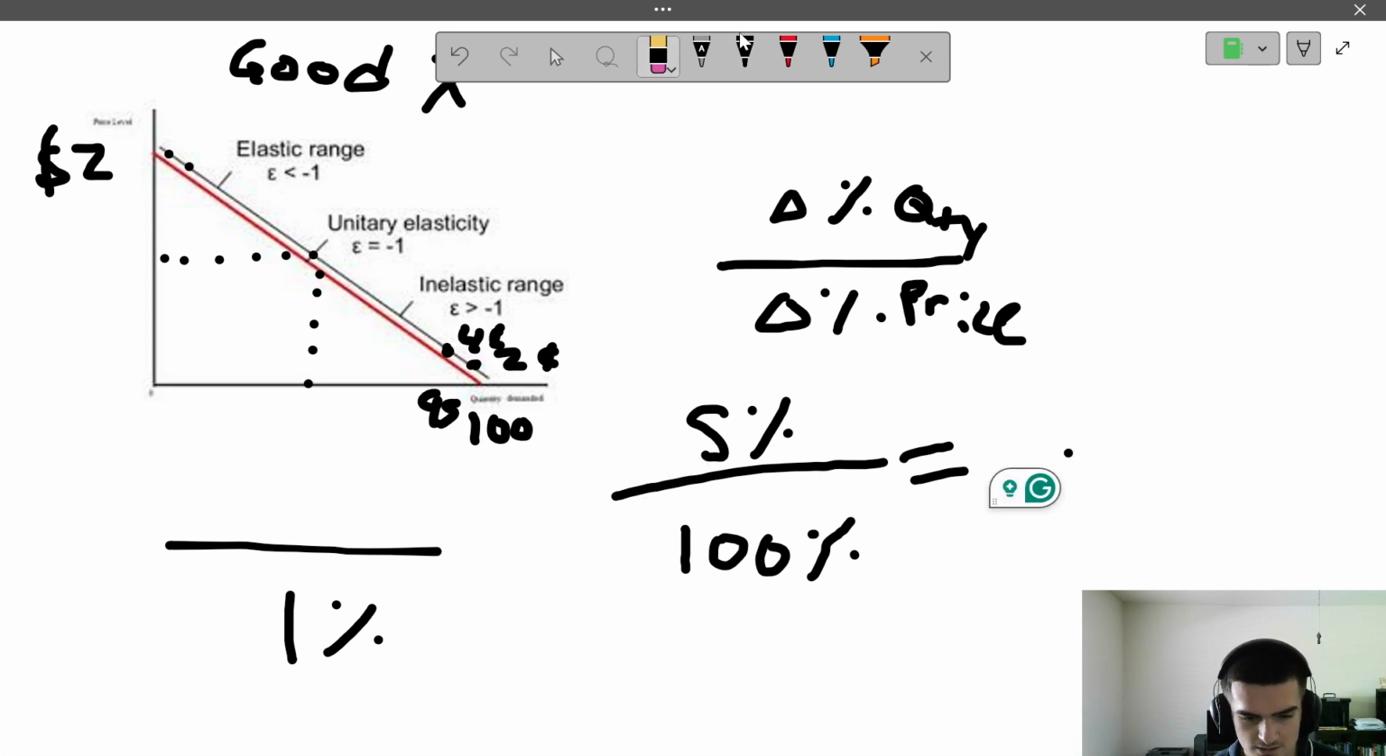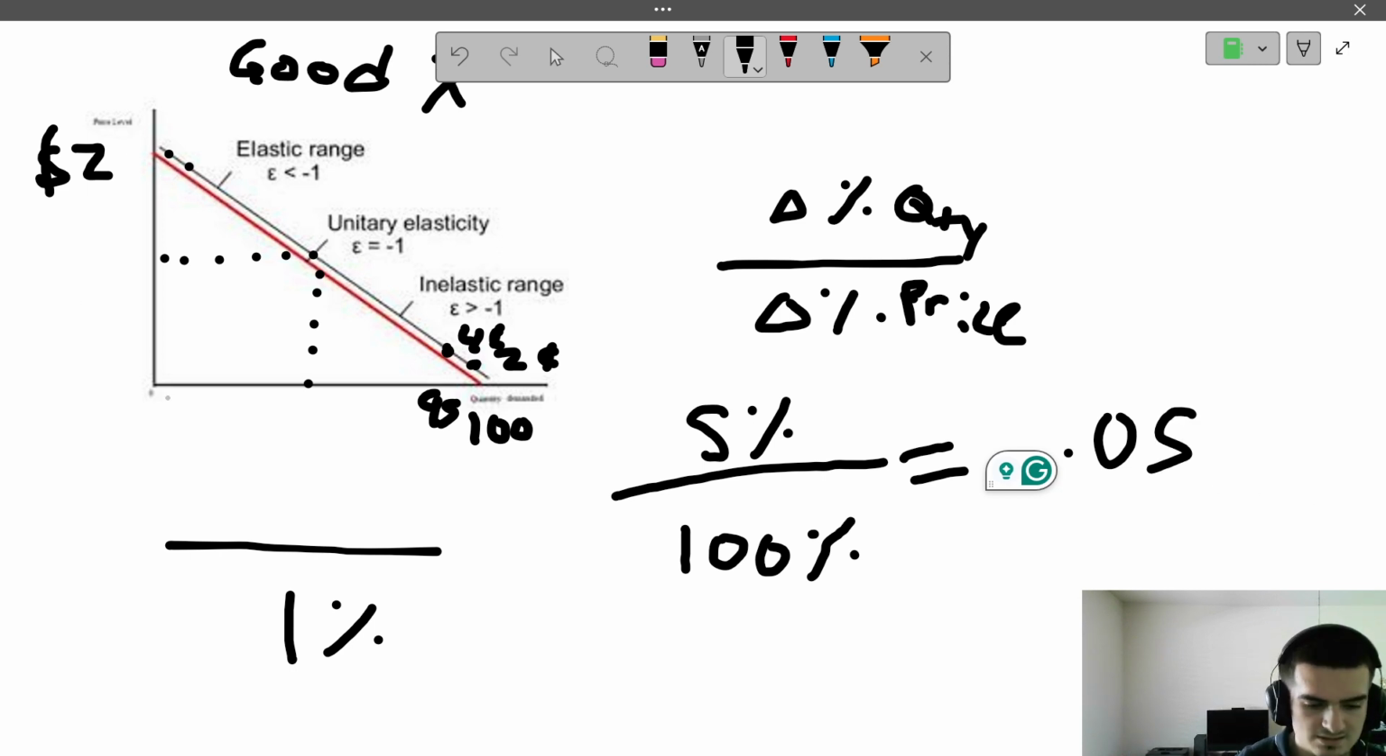Probably should have signed quantities earlier. And that's going to be what? 1 over 20, right? Yeah, so it's going to be 0.5, which that's definitely an elastic.